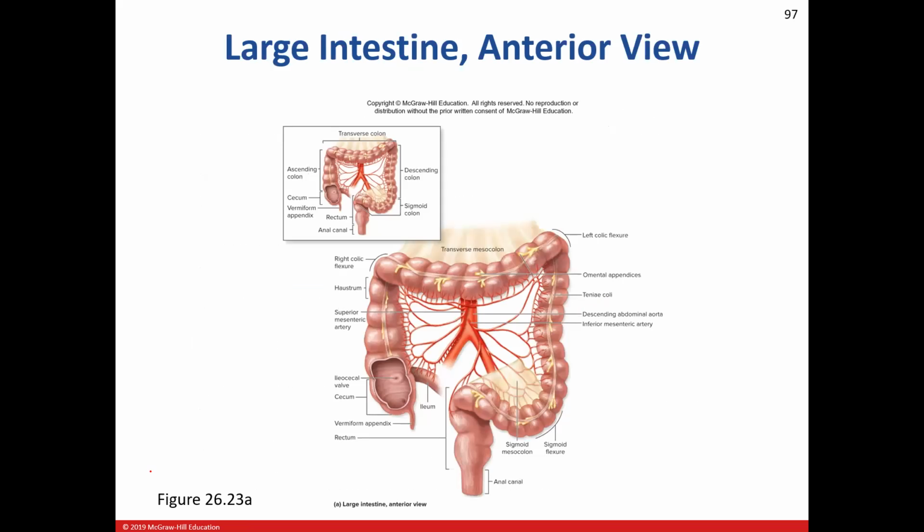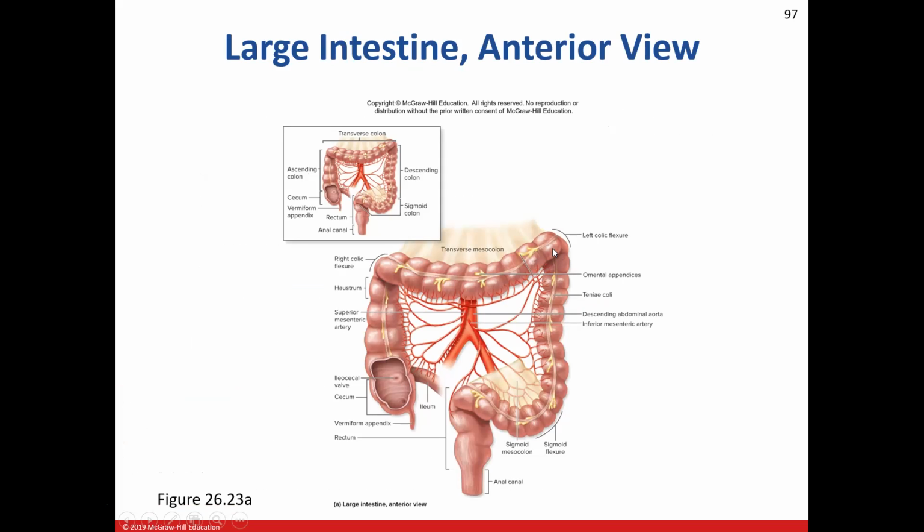So here you can kind of see the movement patterns of the large intestine. Here's the cecum, you get your vermiform appendix hanging off inferiorly, both of those are going to be intraperitoneal. Then you have the ascending colon, which is retroperitoneal. Here is the right colic flexure or the hepatic flexure, and then our transverse colon, which is going to be intraperitoneal.